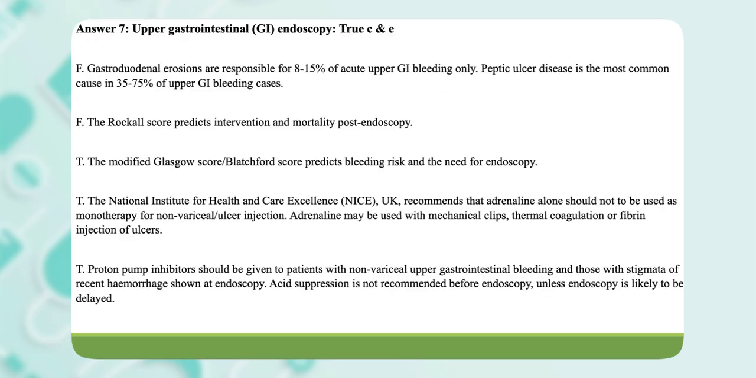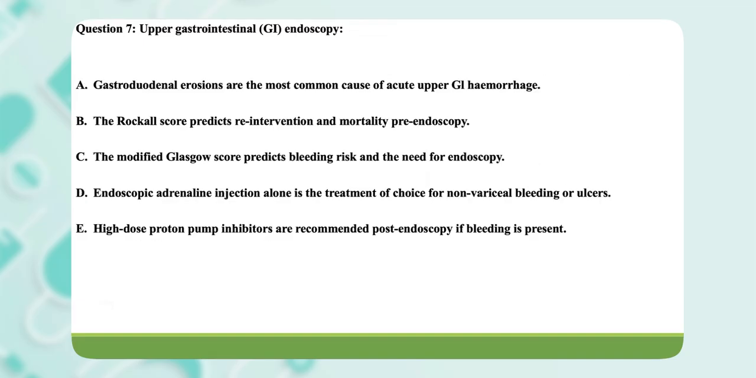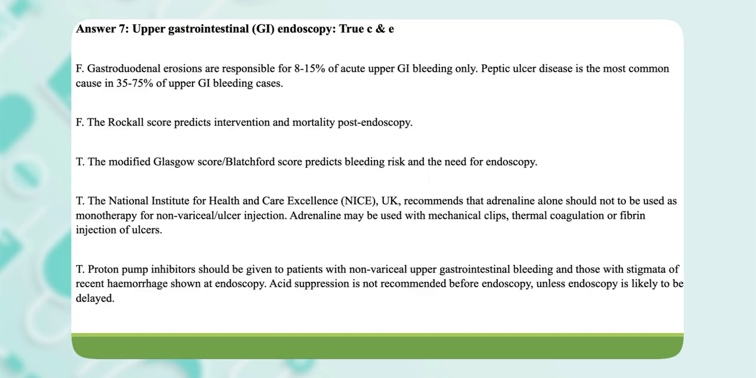So come to the answer. Gastroduodenal erosion is responsible for only 8 to 15% of acute GI bleeding. Peptic ulcer disease is the most common cause, 35 to 75% of upper GI bleeding. Rockall score predicts the intervention and mortality of post endoscopy. Here the question was pre-endoscopy. So that's why it is false.